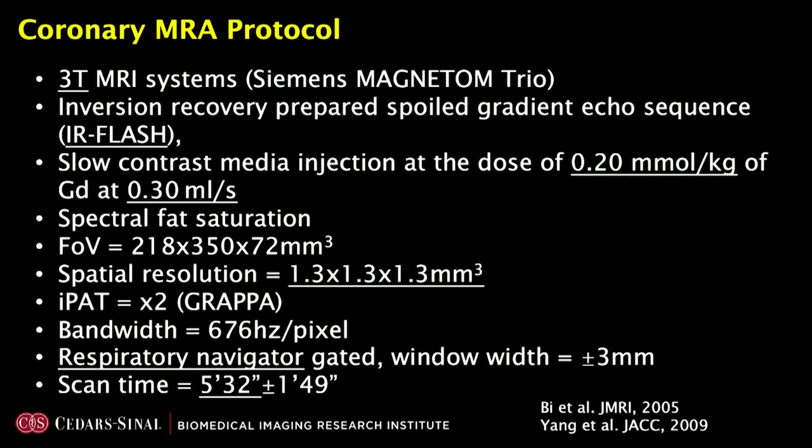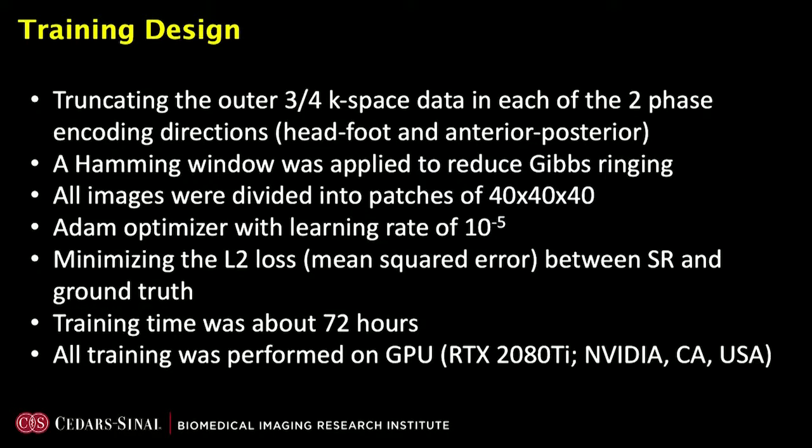So the coronary MR protocol is pretty standard, a contrast-enhanced 3T protocol. And we use a slow infusion injection scheme. The scan time is around 6 minutes on average. So in the data training design, we again truncated the outer k-space data in each of the phase encoding directions. And without going into too much detail, the training was finished within a few days, and all the training was performed on the GPU.